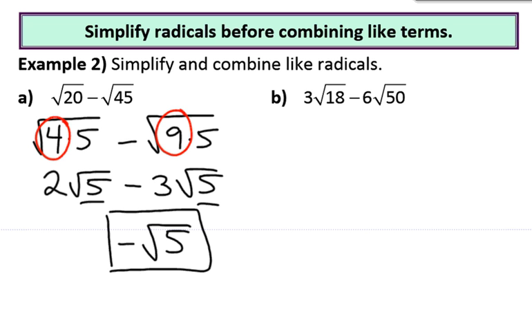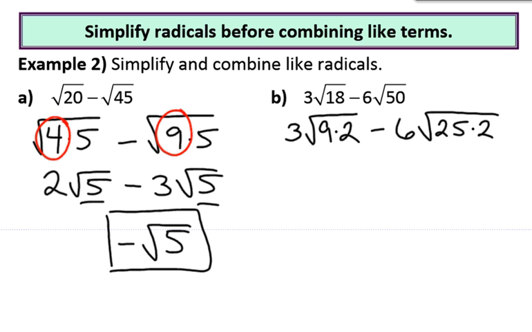They're not alike, so now check to see if there's any perfect squares in them. So 18 has the perfect square of 9 times 2, minus 50, the perfect square would be 25 times 2. So now I'm going to simplify. Square root of 9, square root of 25. Square root of 9 is 3, so the 3 in front will then multiply by the 3 for the square root of 9. 2 stays in the square root.